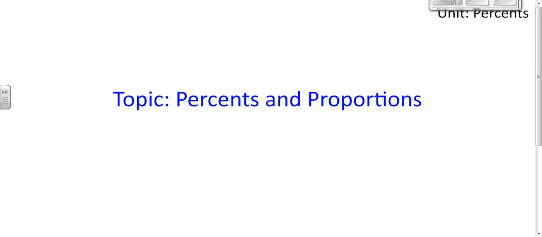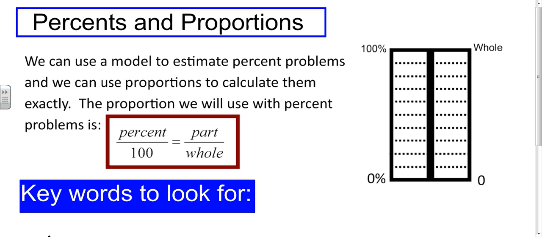In this video, we'll see how to work with percents and proportions. So, percents and proportions. What we can do is use a model to estimate percent problems and then use proportions to calculate them exactly. And this proportion that we're going to use is important to remember.